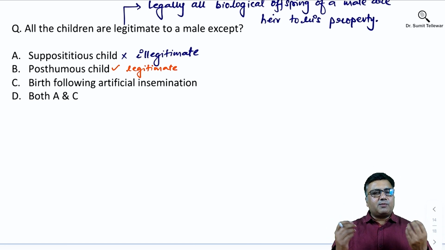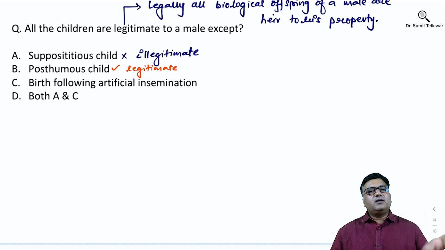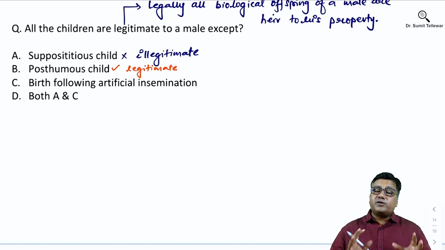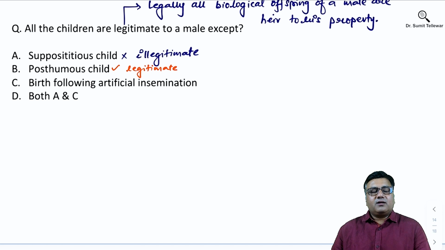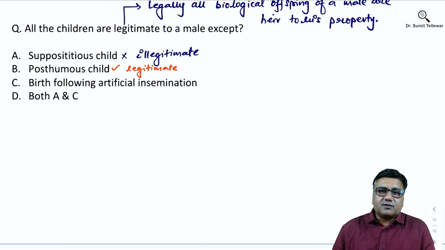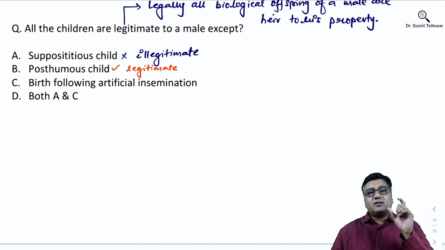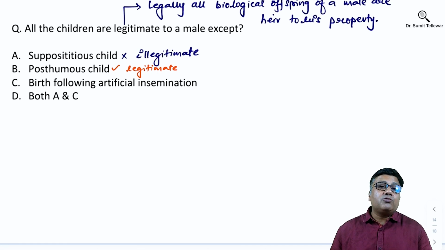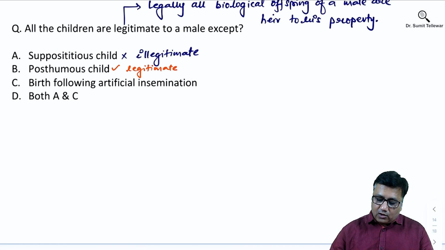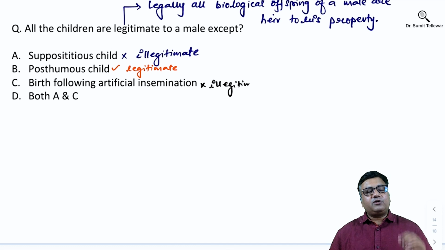How about birth following an artificial insemination? Artificial insemination को जब हम common language में बोलते हैं, it is the semen of a donor which is being injected into the female genital tract for the purpose of conception. यहाँ पर भी the father is not the biological father of the childbirth if it happens, which means even artificial insemination के बाद जो delivery होगी, that child will be called as an illegitimate child to the father.